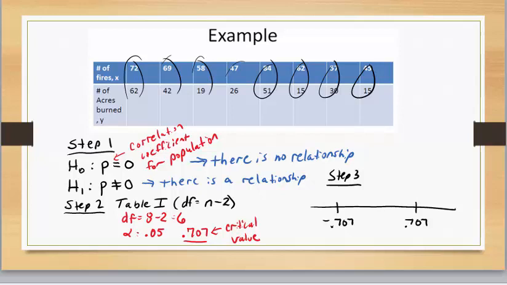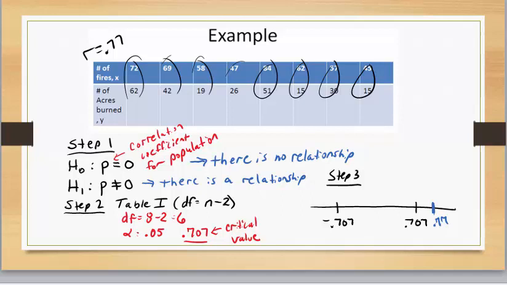And then also on that number line, we are going to mark off the correlation coefficient that we found when we worked the problem. Remember that that correlation coefficient, that R value for this problem, was 0.77. So I'm going to come over here and mark off 0.77, and it's positive and it's bigger than 0.707, so I'm going to put it over here. Okay, and that takes care of step 3.